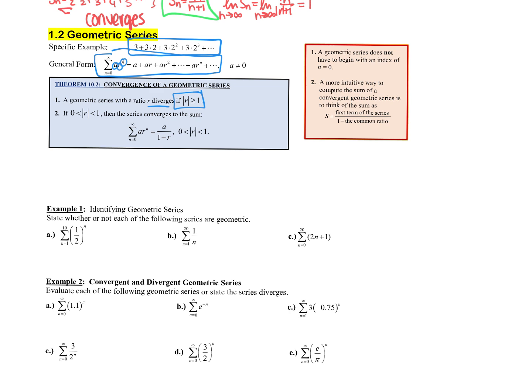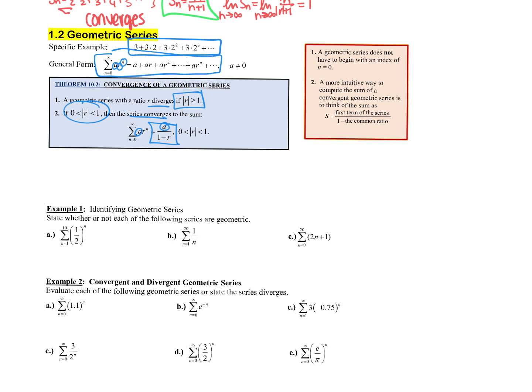If that r is between 0 and 1, the absolute value of that, so a fraction between 0 and 1, then the series will converge, and in fact, we have a formula to calculate the sum. It'll be whatever that constant a is divided by 1 minus the common ratio. And we're going to look at a couple examples of this.